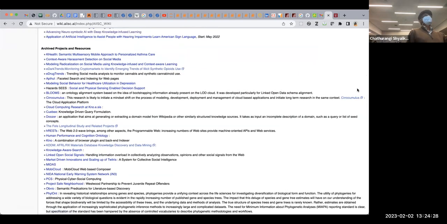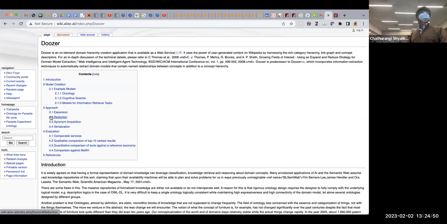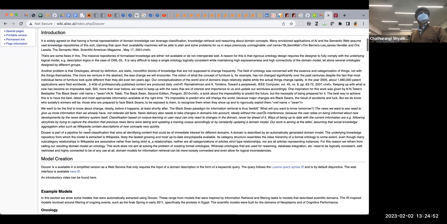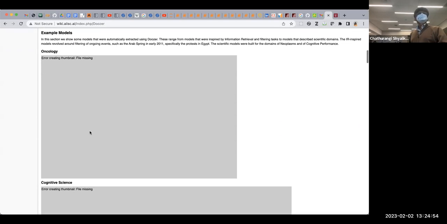So then he created a system called Doozer, an application that aims at generating or extracting a domain model from Wikipedia or other similarly structured knowledge sources. It takes as an input an incomplete description of a domain, such as a query or a list of seed concepts. And then it creates a graph.